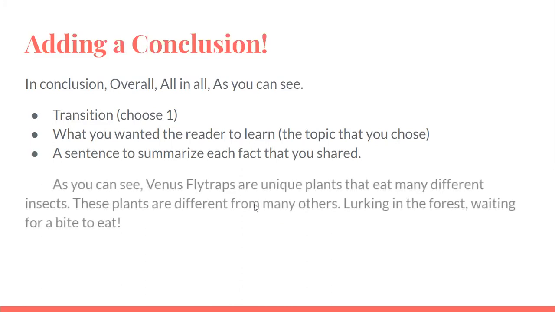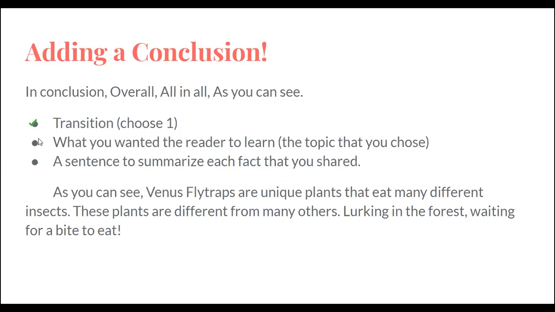So here's a paragraph I wrote to conclude my informative text. Let's see if I can check off each of these bullet points. So the first, it says, as you can see. All right, so as you can see, it is one of the transitions, so I can check that one off. As you can see, Venus flytraps are unique plants that eat many different insects. Okay, I talked about what my topic was, the Venus flytraps.